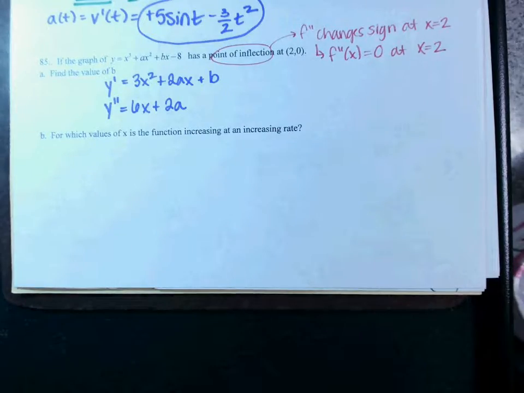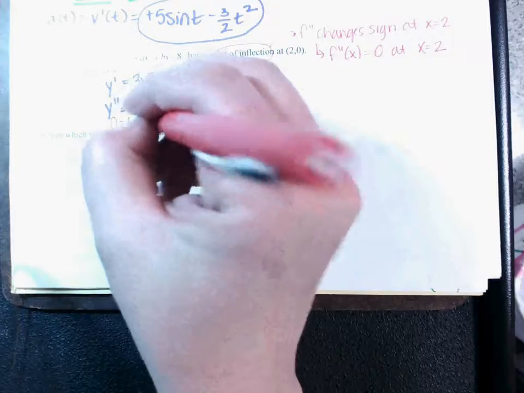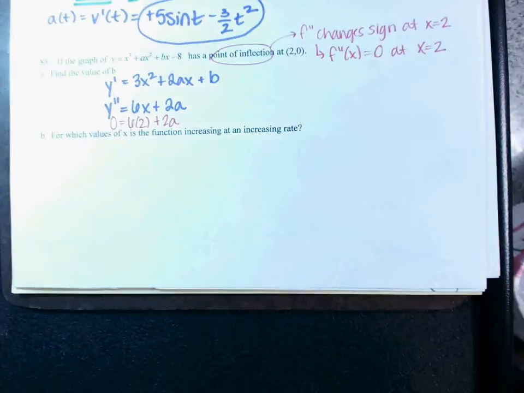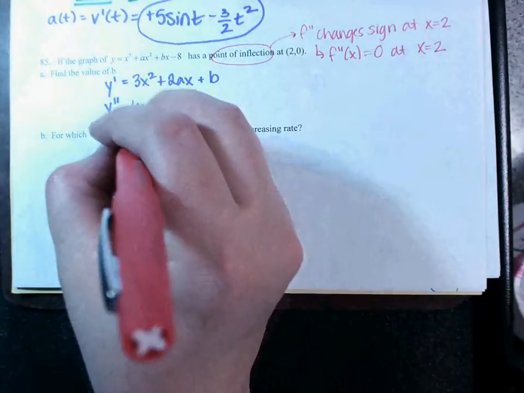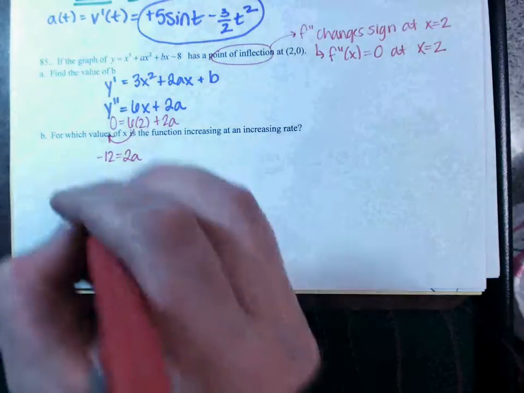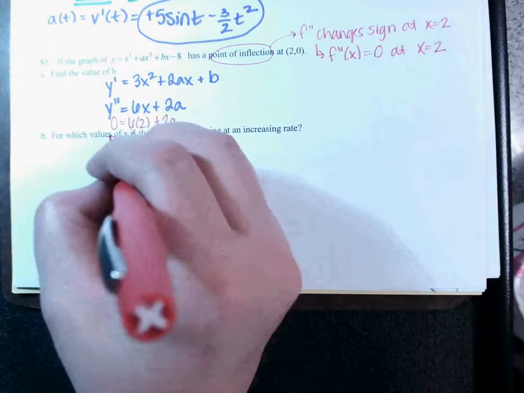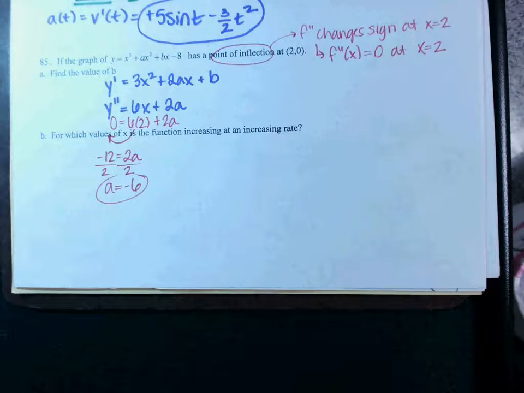So we're going to set this equal to 0. We're going to plug in 2. And then automatically, pretty much, you can find A. So 2 times 6 is 12. Bring it across, then it's a negative 12 equals 2A. What does A have to be? Negative 6. Okay, so we have A, but they asked us to find B.